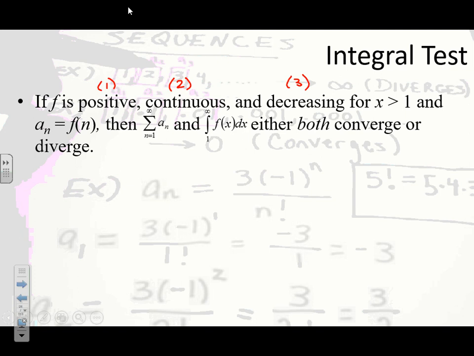So if f is positive, continuous, and decreasing, then our sequence can be written as a function of n, then the series for the sequence a sub n and the integral from 1 to infinity of f of x either both converge or they both diverge.